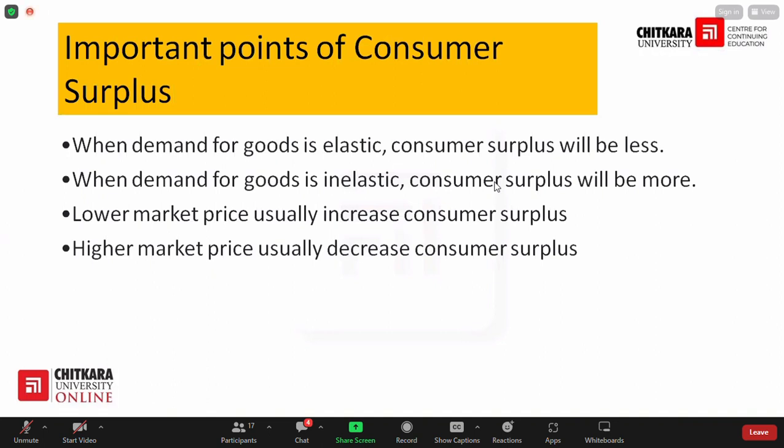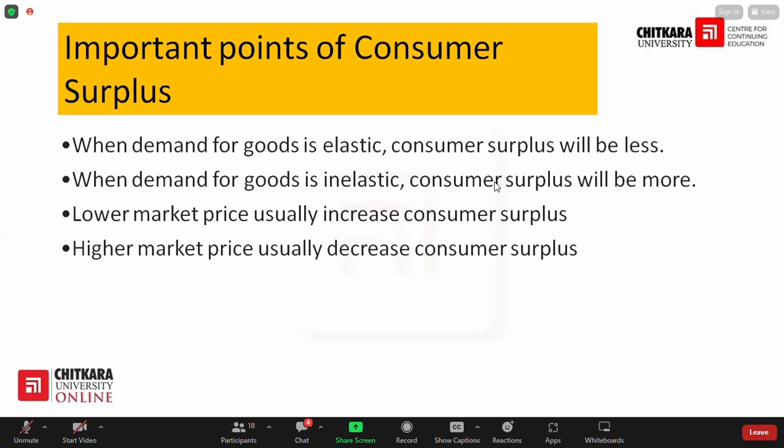Generally, for products like salt and all, the demand is inelastic. For wheat, the demand is inelastic. So in that case, consumer surplus will be more. A lower market price usually increases consumer surplus. Definitely, if the price of the product is less, then what will happen? Your satisfaction level will be more, because to consume a product, you are paying less.